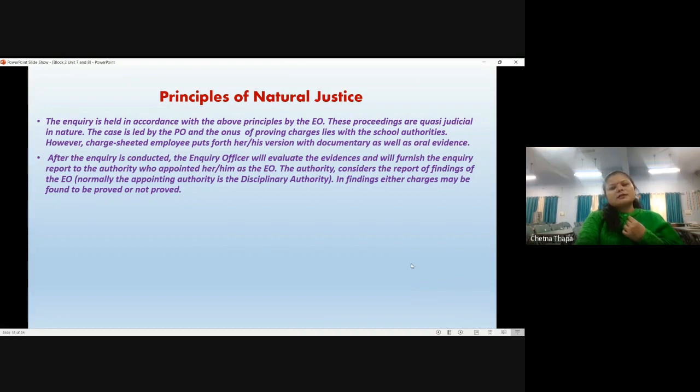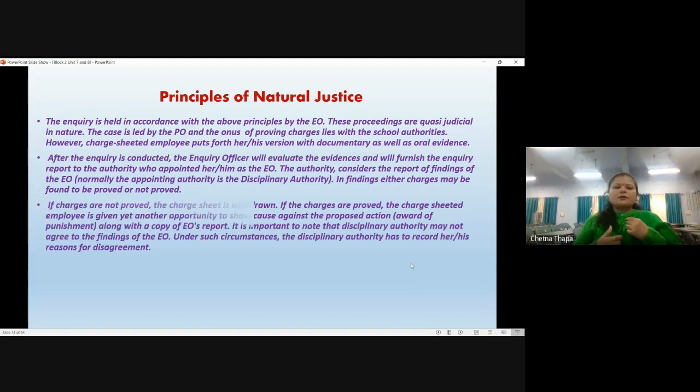The authority considers the report of findings of the EO. Normally, the appointing authority is the disciplinary authority. It might be the disciplinary authority or it might be the head of the institution. In the findings, either the charges may be proved or not proved. That might be the result of it. So if the charges are not proved, the charge sheet is withdrawn. That means the charge sheeted employee is given another opportunity to showcase against the proposed action.